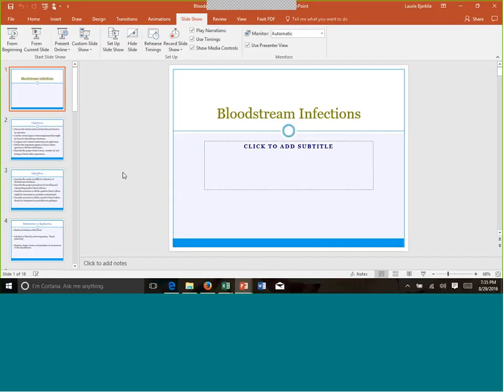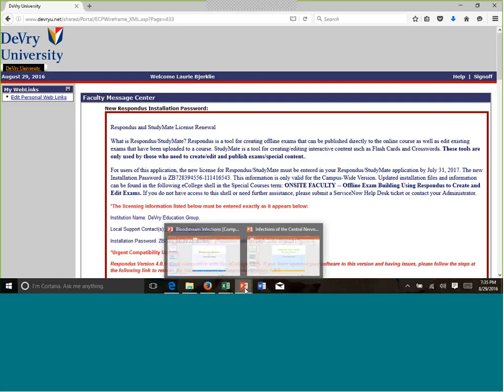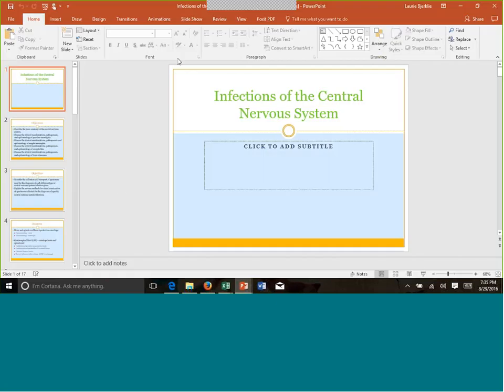Okay, so that's bloodstream infections. I think the biggest thing that came out of there is the blood culture stuff, understanding how to collect it, cleansing is super important, you know, what goes into the sets, how to time them, that kind of thing. All right, so now let's get into our second PowerPoint, which is infections of the central nervous system.